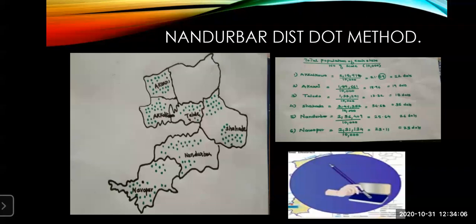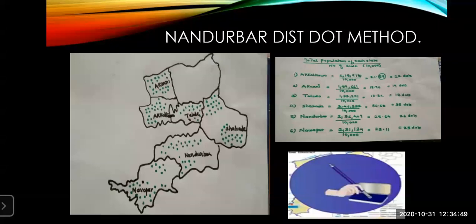So 2,15,974, you're going to directly divide by 10,000. And when you divide it, you will get 21.59. You can see this on the slide. Now 59, as I told you in the previous lecture, if the number is more than 50, you take the next number into consideration. So you're going to round it up. 21.59, you have to increase the number because 59 is more than 50, so you will consider it as 22 dots. It is very simple.